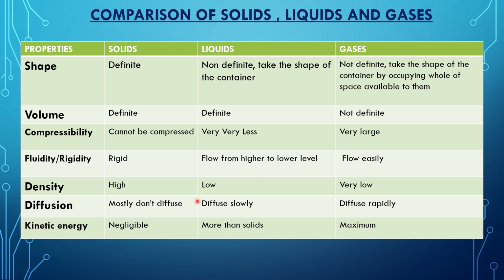Now solids, they mostly don't diffuse as they have a high rigidity and they do not flow very easily. Liquids, they diffuse slowly as they are somewhat fluid. Gases, they can diffuse rapidly as they flow very easily and the particles move rapidly. The diffusion also depends on the kinetic energy of particles. In solids, the kinetic energy of particles is almost negligible and is very less. In liquids, the kinetic energy of particles is more than that of solids, and in gases, the kinetic energy of particles is very high, and therefore the particles in gases move rapidly.